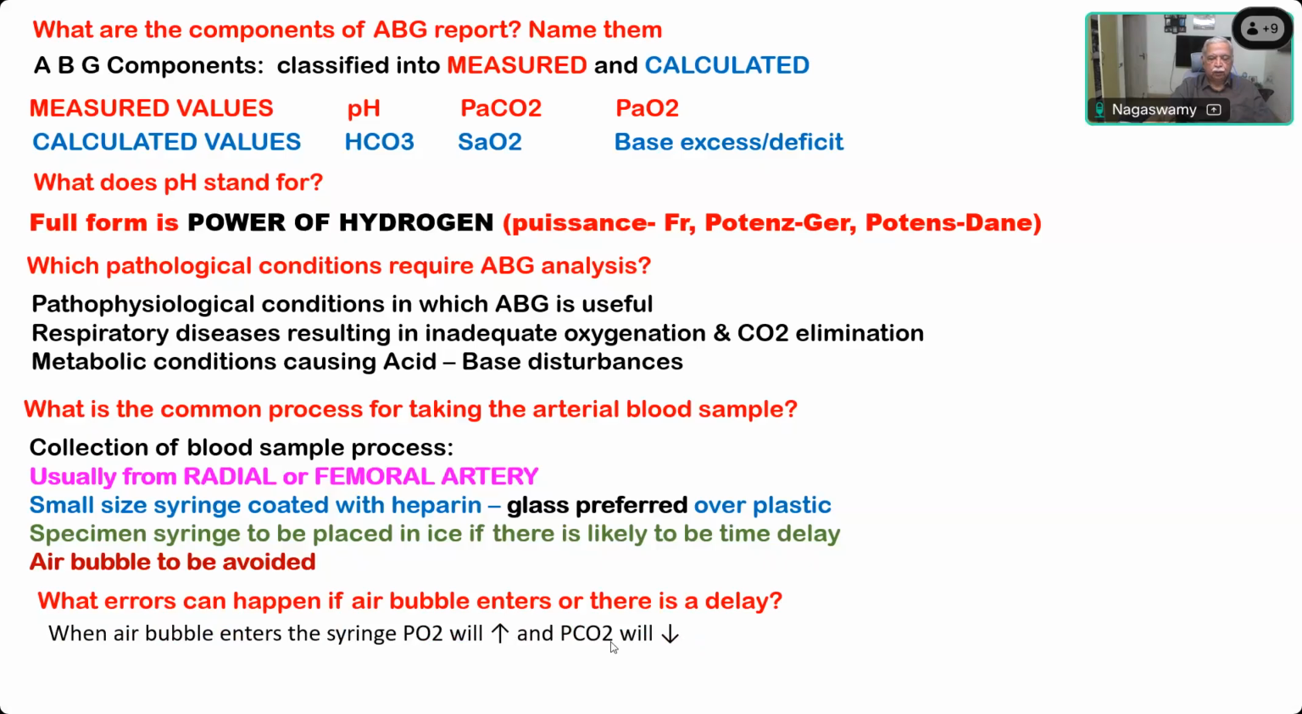So there will be low PCO2, and if there is a delay, as you rightly said, the cells in the blood sample will utilize the oxygen, so PO2 will be lower than the actual value. So these are the two errors that can happen. And you must specifically say which one is which. So delay in analyzing at room temperature, PO2 will fall. Air bubble entrapment, PO2 will be higher and PCO2 will be lower.